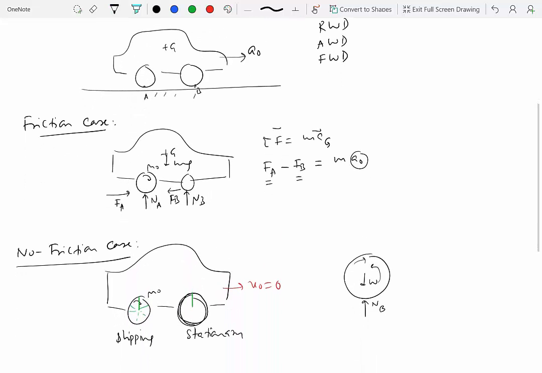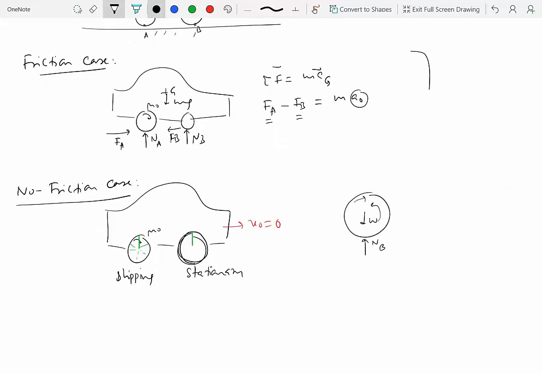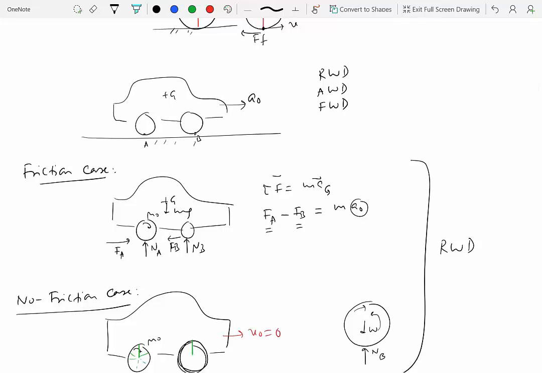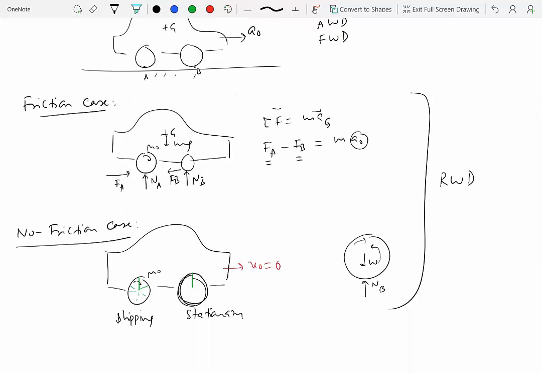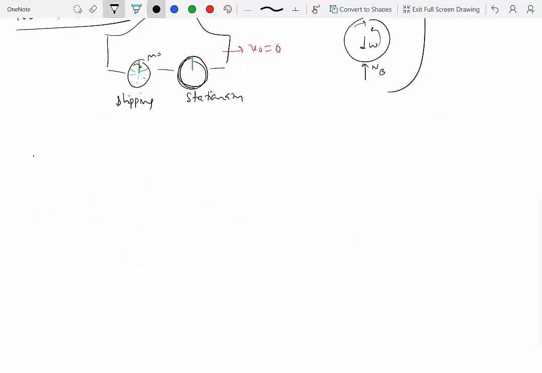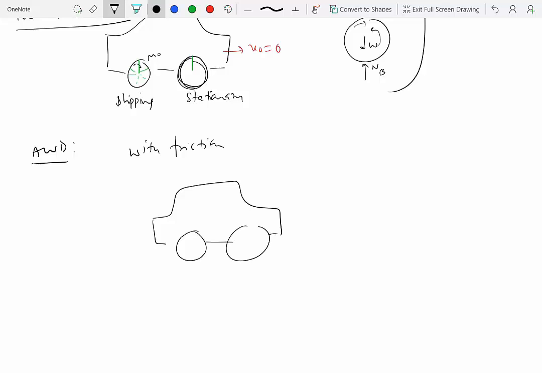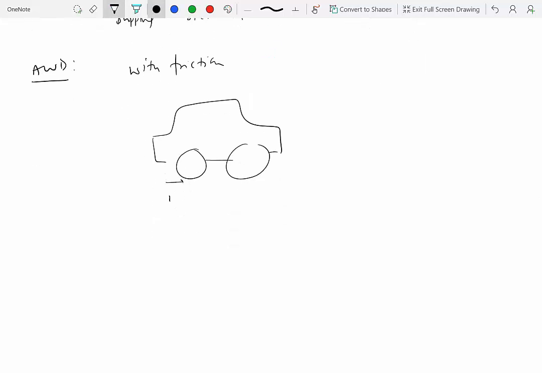So both of these things are done for a rear-wheel drive car. If you have an all-wheel drive car, what will change is that you will have both the wheels, front wheels and rear wheels, powered, right? And that means that the friction force on both the wheels would be in the forward direction. So let me draw that. For all-wheel drive car with friction, the force of friction at A and at B would be pointing in the forward direction.